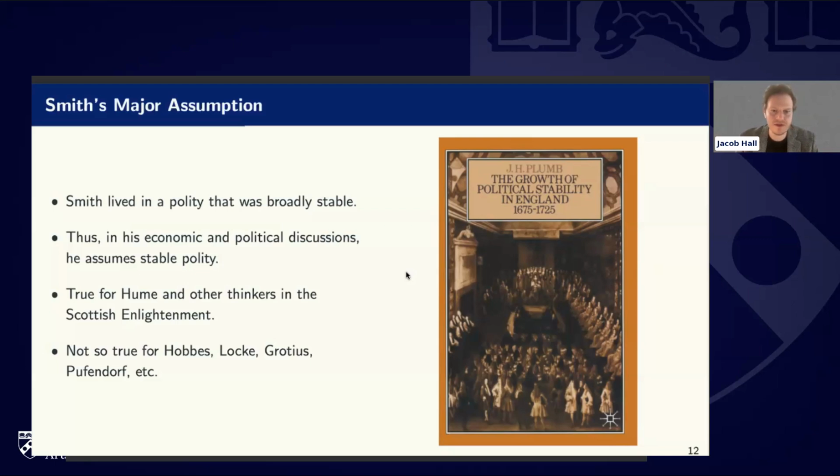This is true for Hume and other thinkers in the Scottish Enlightenment as well. It's not so true for Hobbes, Locke, Grotius, Pufendorf, and other predecessors. So in some real sense, we are better able to enter into the sentiments and ideas of Smith and Hume and the Scottish Enlightenment than Locke and Grotius, because our world is fundamentally similar to theirs, even if on the surface it's quite different.